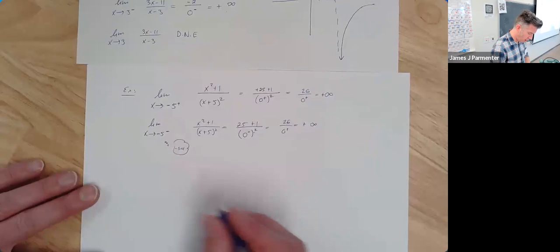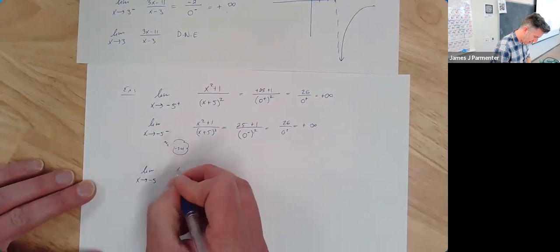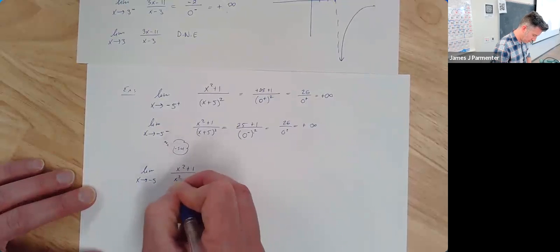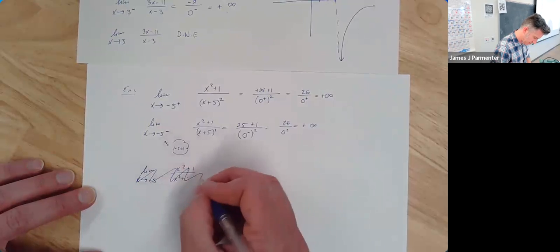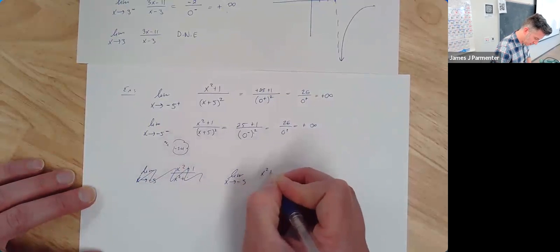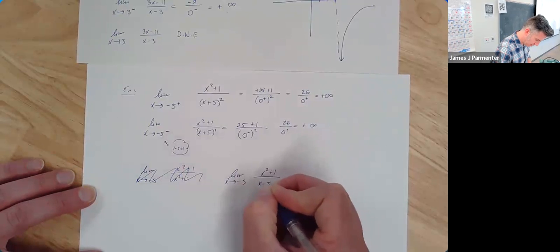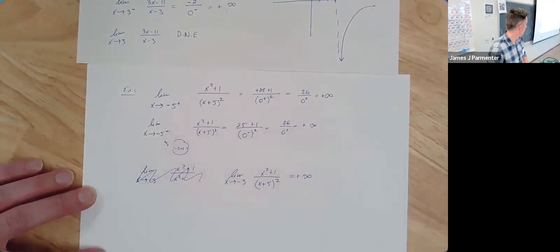So here overall, we would in fact say the limit as x approaches negative 5 of x squared plus 1 over x plus 5 squared is indeed positive infinity.